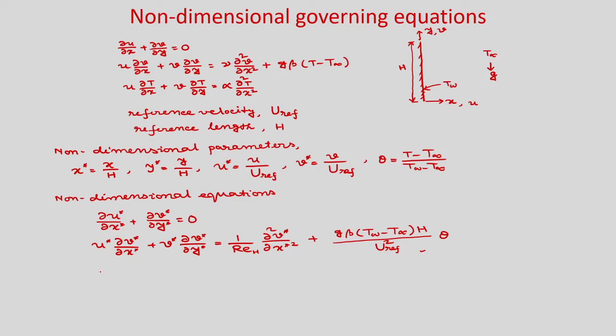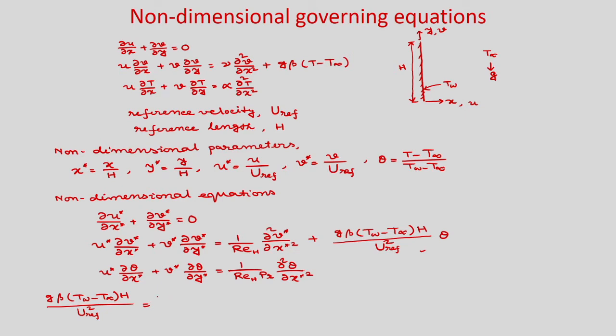First, let us write the non dimensional energy equation: u star del theta by del x star plus v star del theta by del y star is equal to 1 by Reynolds number into Prandtl number, into del 2 theta by del x star square. Now, if you look at the buoyancy term and rearrange it, you will get g beta (T w minus T infinity) into h by u reference square. So, we will write it in this form.